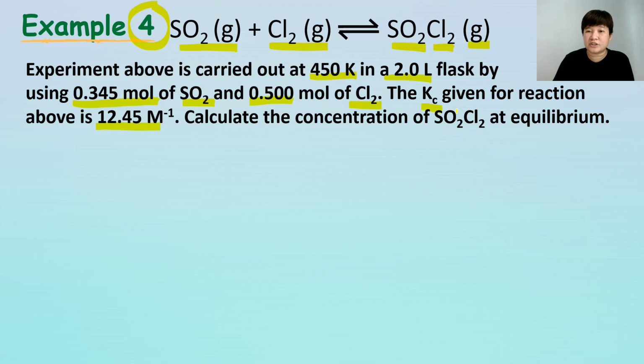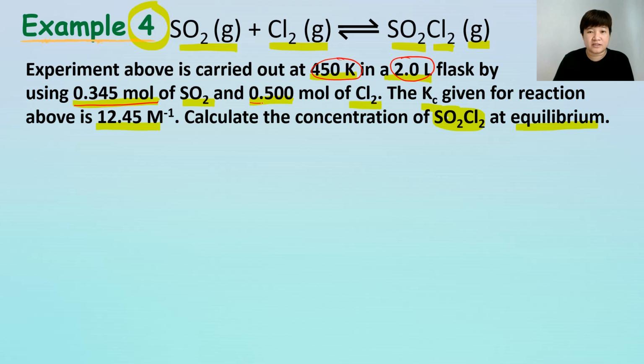Calculate the concentration of SO2Cl2 at equilibrium. So we are looking for the concentration of SO2Cl2 at equilibrium. So as always, identify the values first. The temperature is 450 Kelvin. The volume given is 2 liter. Why does the question give you volume? Because they're giving you the number of mole.